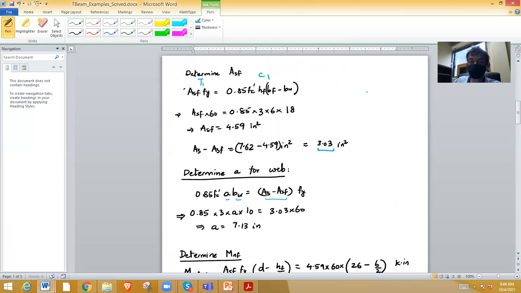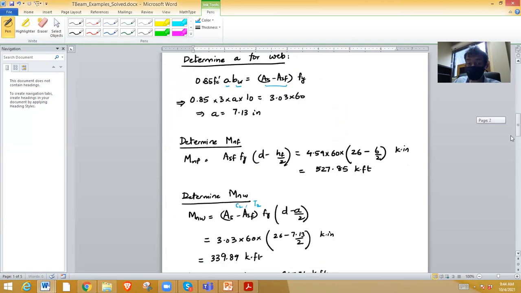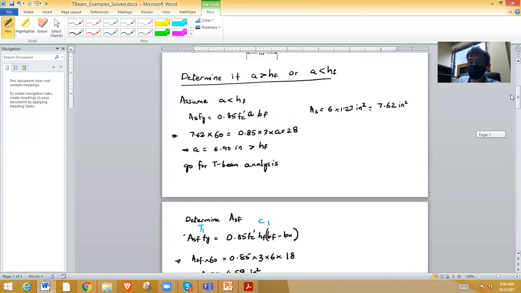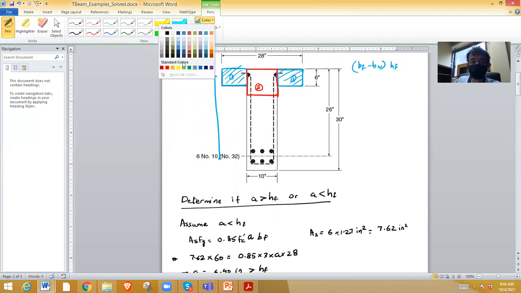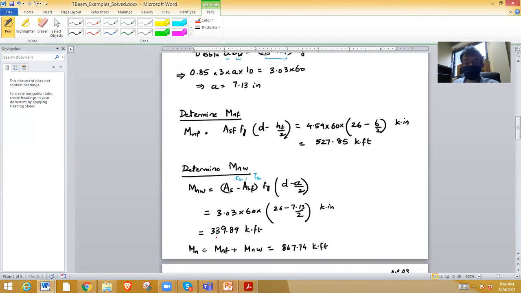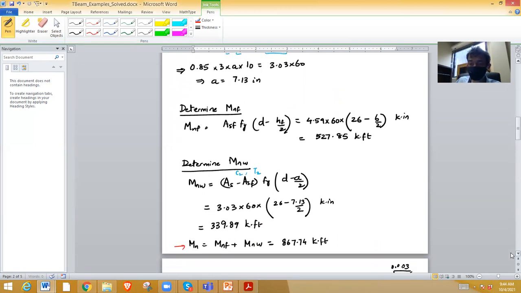This is C1. Okay. Now this is MN2. If you remember for MN2, what is the lever arm? Lever arm is D minus, from here, center of this to D. So D minus A by 2. So we have calculated A already. So we got Mn2. So total Mn is Mn1 plus Mn2. We got it.